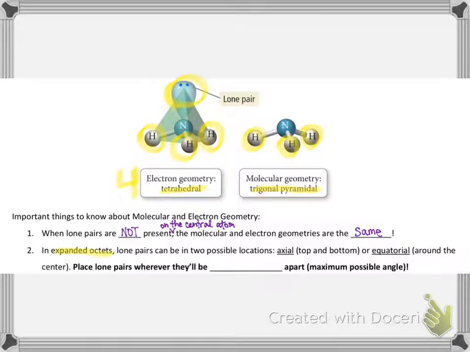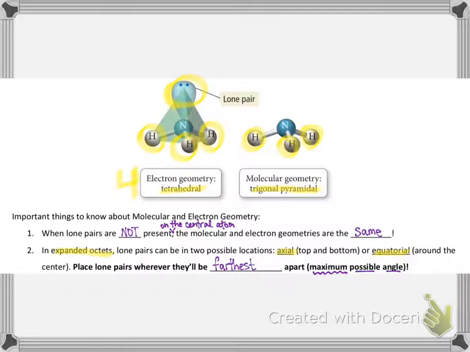Lone pairs actually have two possible locations. There are the axial positions, and there are also the equatorial positions. So they're just what they sound like. The axial positions are on the top and the bottom, and equatorial, like the equator, are the ones around the center. The trick is you have to know the bond angles, so you can place the electron pairs wherever they will be farthest apart.